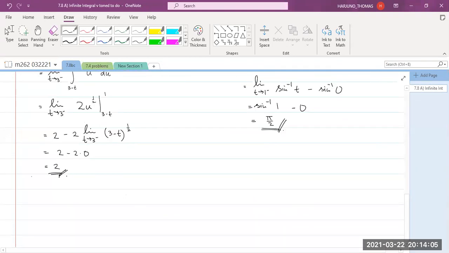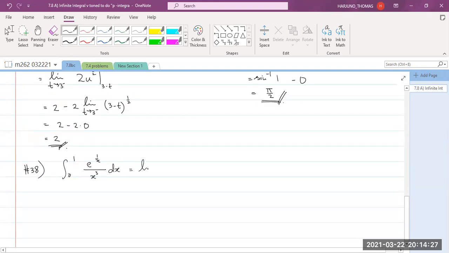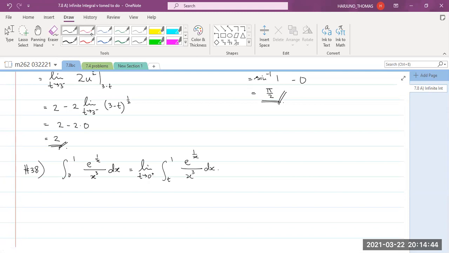Number 38. I think number 38 is the hard one. Number 38. Integral from 0 to 1 of e to the 1 over x cubed dx. Now there is a singularity at 0, right? That's the limit as t goes to 0 from the right-hand side, integral from t to 1 of e to the 1 over x cubed dx. Ooh, I think I will do substitution here. I don't like that e to the 1 over x. So let u equal 1 over x. So du will be negative 1 over x squared dx.